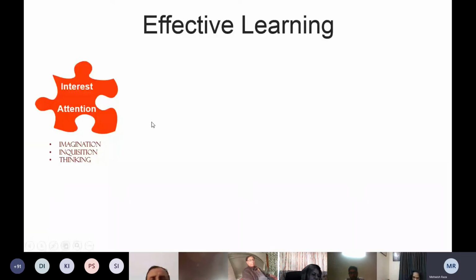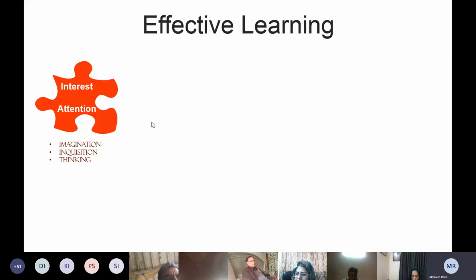There are 6 aspects of effective learning that I'm going to talk about. The first is interest and attention. Some of you reported this in the previous activity. Innate interest and attention, or intrinsic interest and attention, is absolutely essential for the students to be able to maximize the learning. Your teaching should promote a sense of imagination.